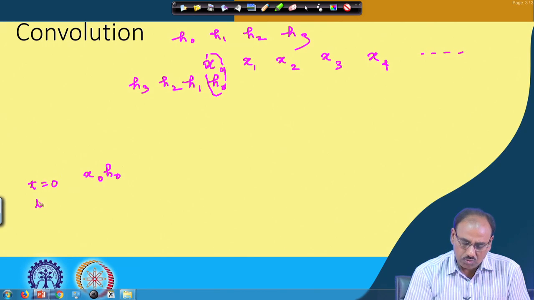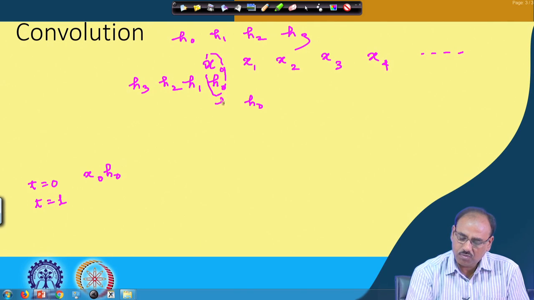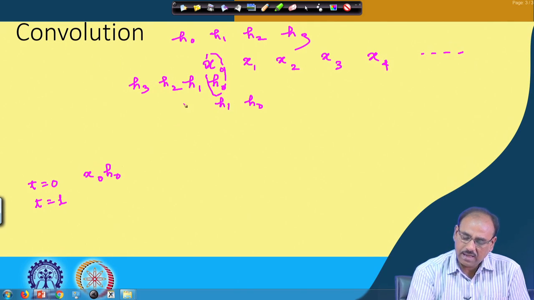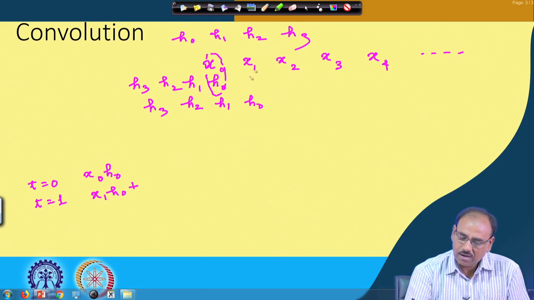At time t equal to 1, h0 is shifted over here, h1 is shifted over here, then I have h2, h3. So, at time t equal to 1, your output becomes x1 times h0 plus x0 times h1.